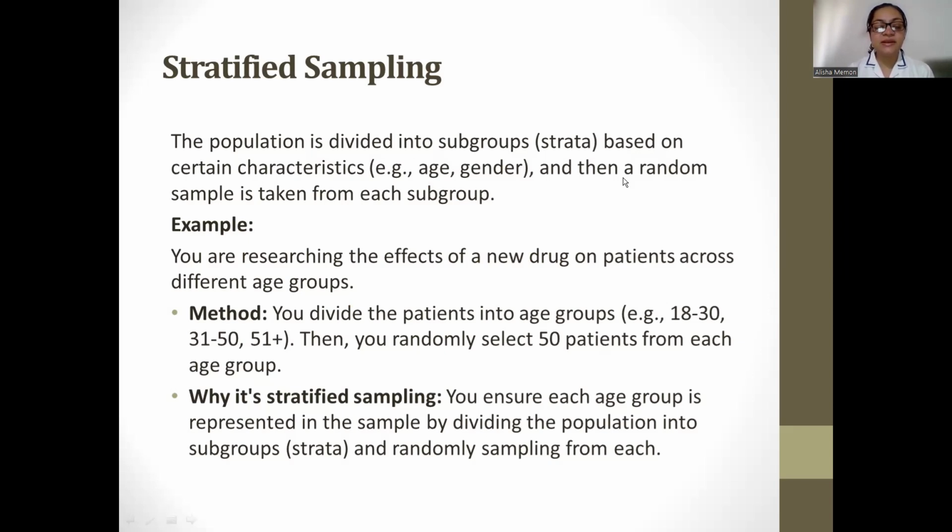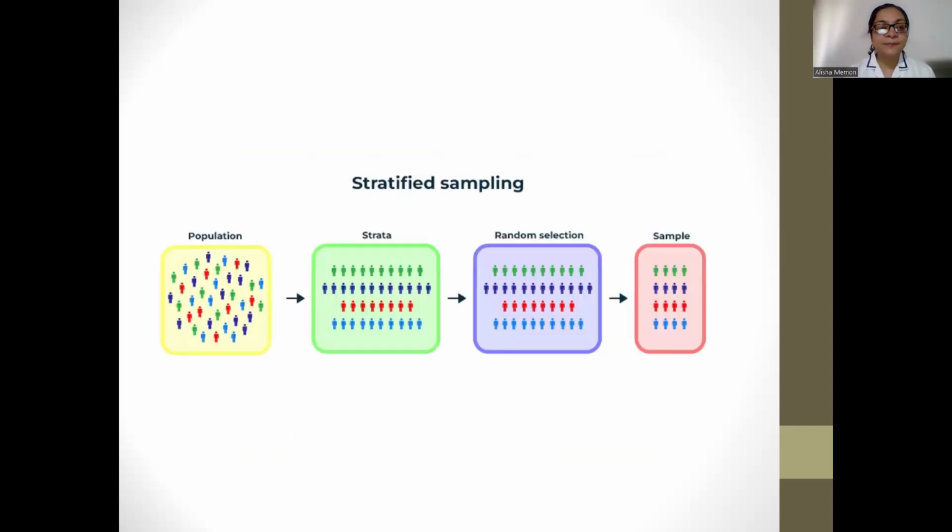Like here you can see 18 to 30 years, 31 to 50 years, and people who are more than 51 years. And I randomly select 50 patients from each of these age groups. So here I have three age groups, and from these three age groups I'm randomly selecting 50 patients. Why is it known as stratified sampling? Because I am first dividing the population into strata, and from each age group I am randomly selecting samples. So this is stratified sampling.